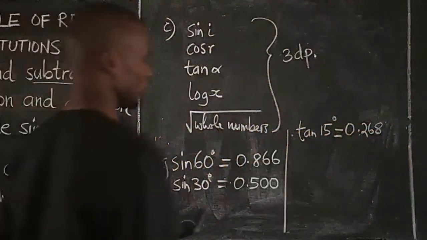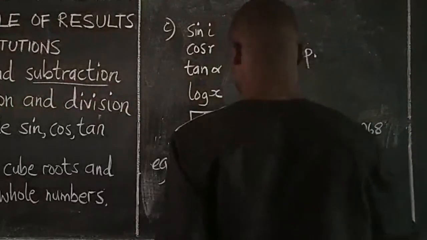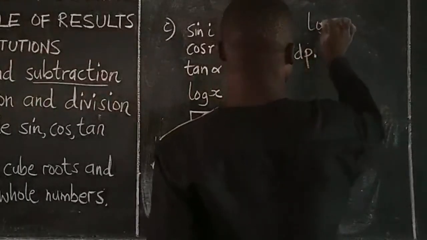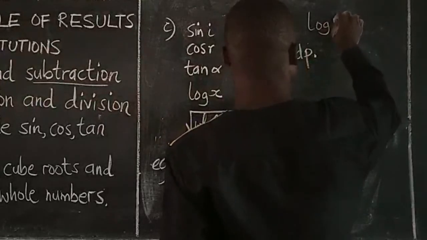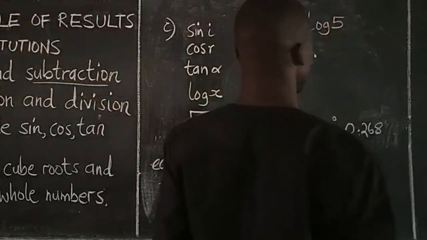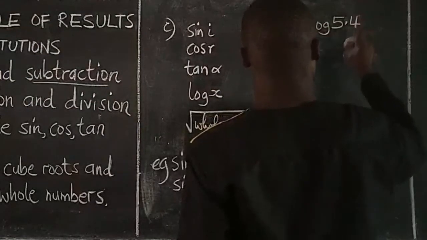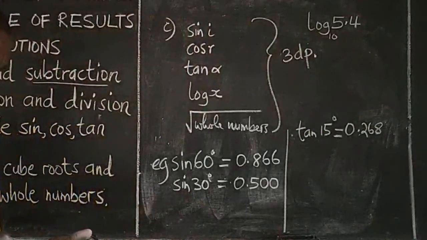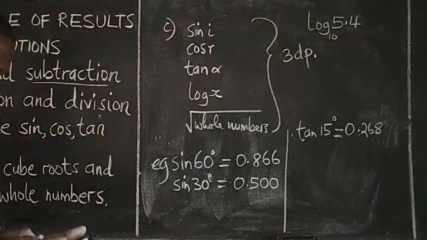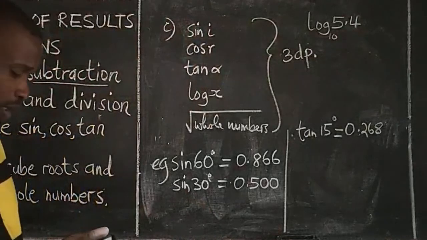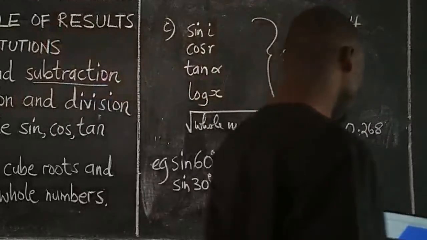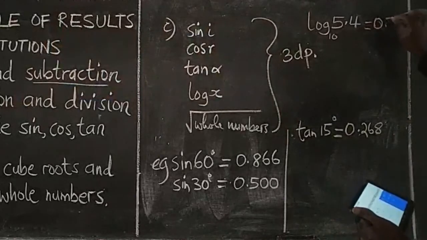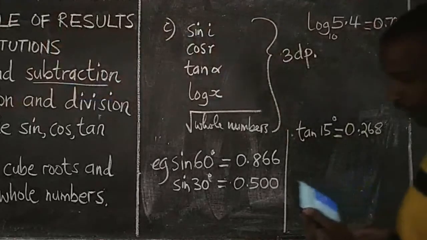Then logarithms. If you have log of 5.4, this is definitely log base 10. What does the calculator give you? Log of 5.4, the calculator gives me 0.73239. So we write 0.732, like that.